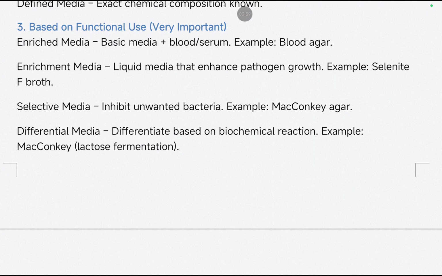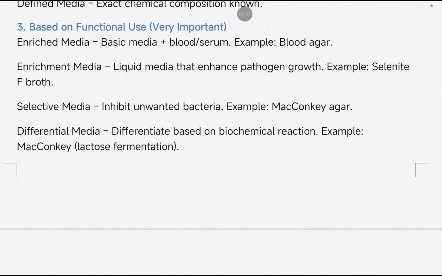Third is selective media and differential media. Selective, as the name implies, would inhibit unwanted bacteria. It would only support a particular bacteria which is targeting nutrients, the rest will all die. Whereas in the case of differential media, it differentiates based on biochemical reaction. Simply means that differential media contains indicators that allow you to distinguish between different types of bacteria.